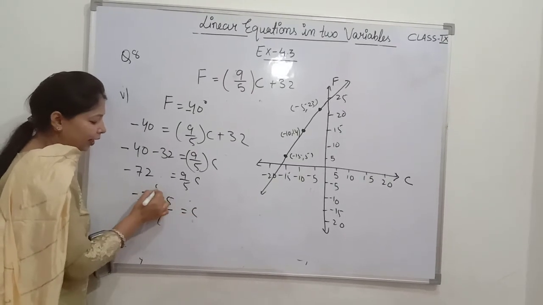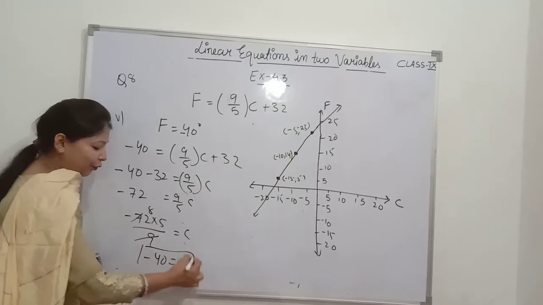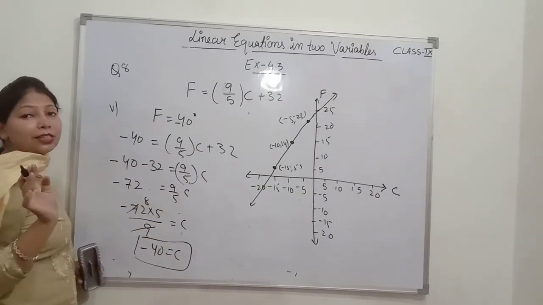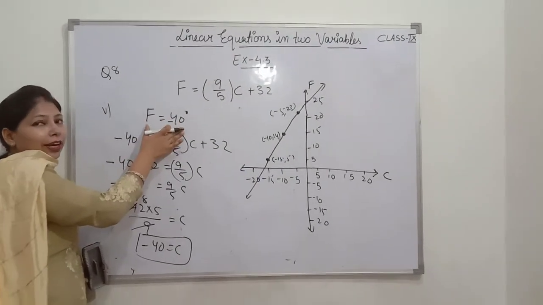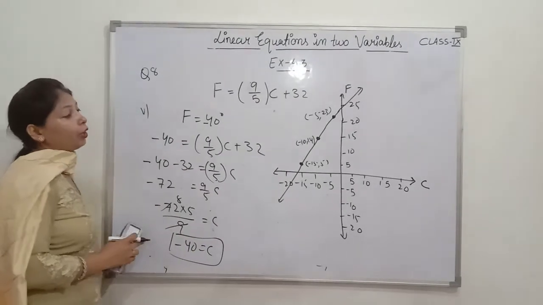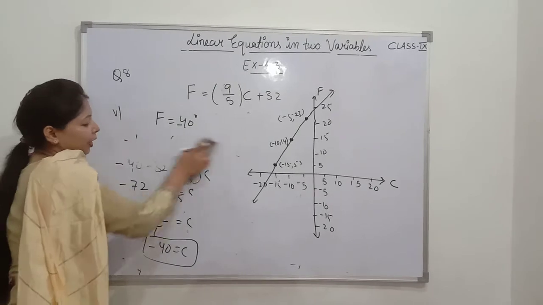So 9 8s are 72, this becomes 8 5s are -40. You will see if I take Fahrenheit is equals to -40, I will get Celsius as -40. If Fahrenheit temperature is -40, Celsius temperature is -40. Now let us check if Celsius is -40, what will be the Fahrenheit.